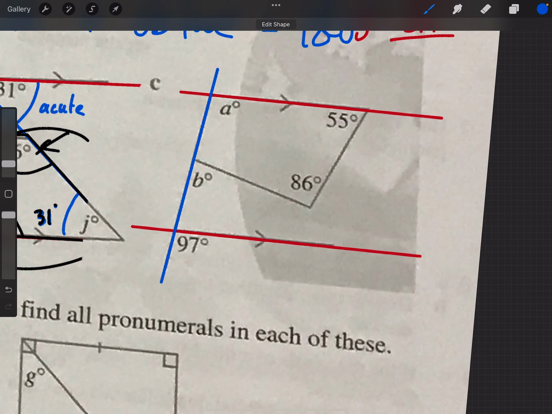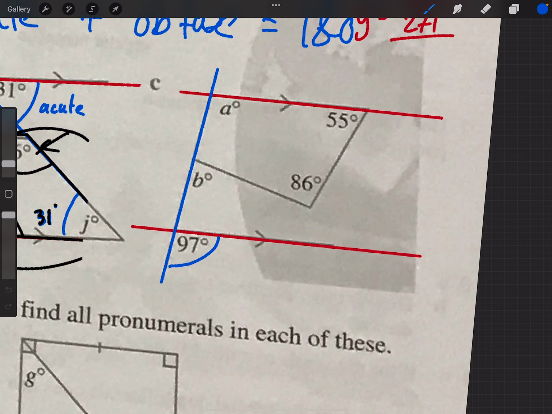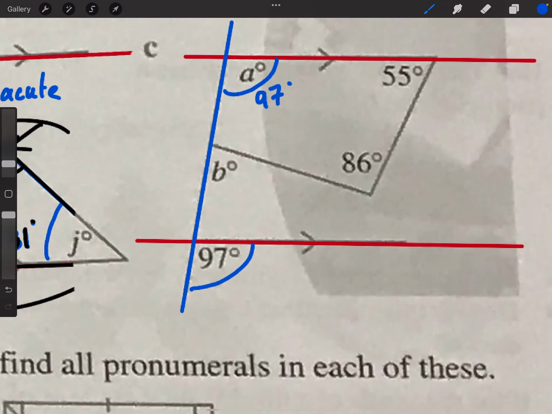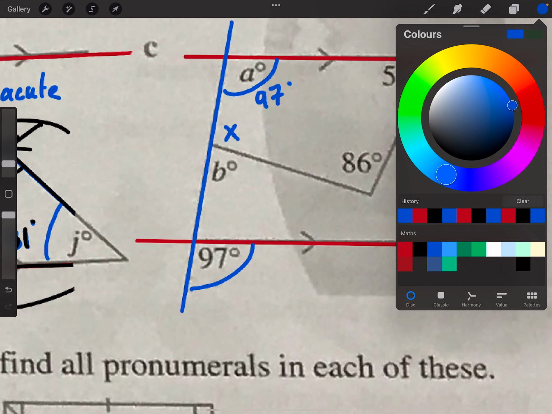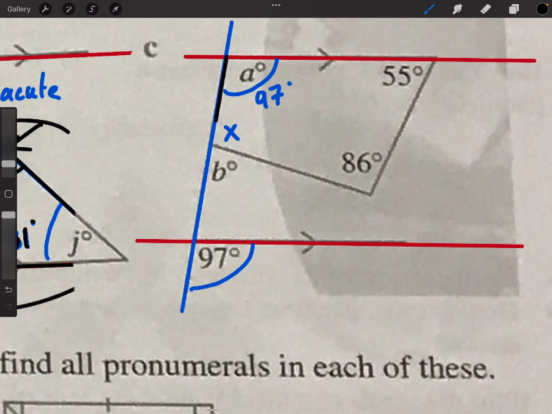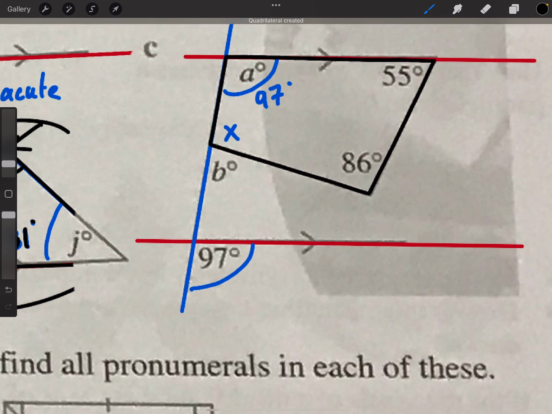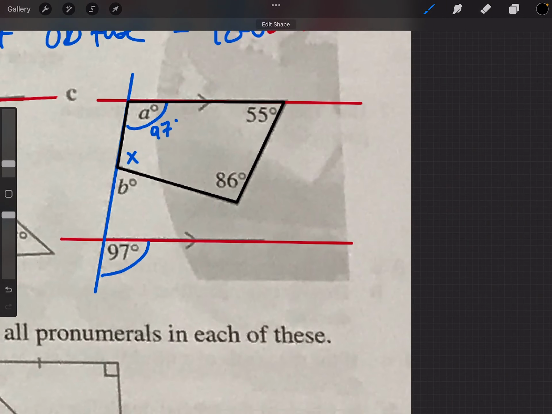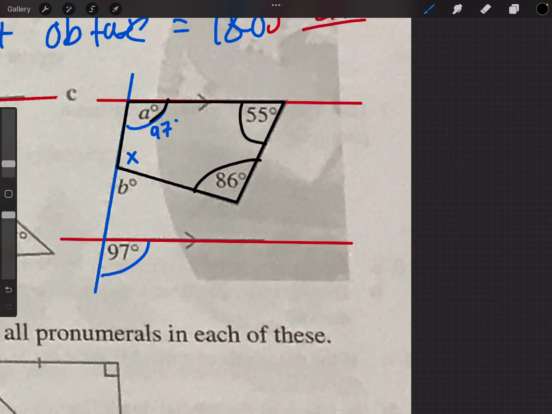Alright, so we know that all the acute angles are the same and all the obtuse angles are the same. Here you have an obtuse angle and here you have another obtuse angle. So these must be the same, which means this must be 97 degrees. Alright, now I know that's 97. Let's work out this last angle here inside this four-sided shape. So here's your four-sided shape. Okay, so let's work it out. We've got 55, 86, and 97.